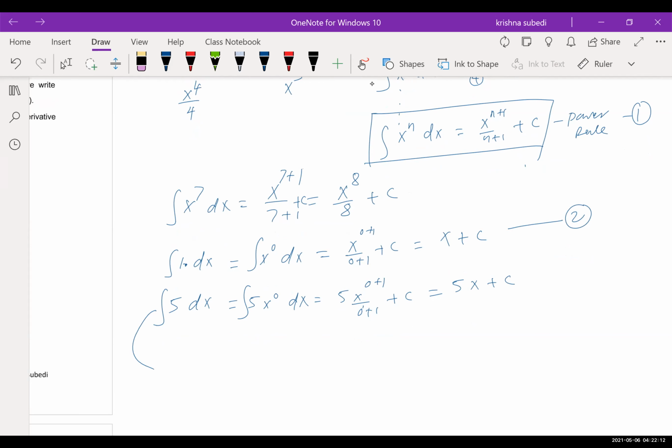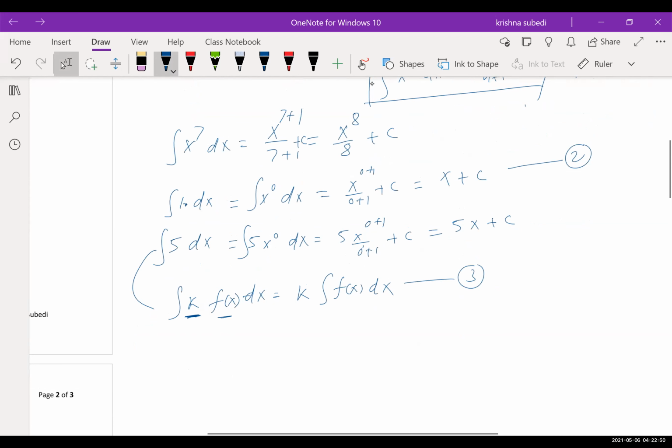Let's say if we have the integration of k dx, then we can write k times the integral of dx. If I want to be more general, I can say k times f of x, then I can write this as k times the integration of f of x dx. So what I'm trying to say is that if there is a constant, you can just take that constant outside and just find the antiderivative of the function only.